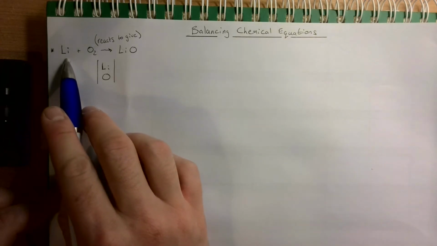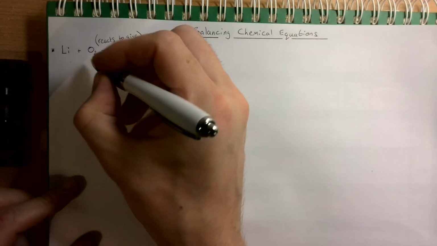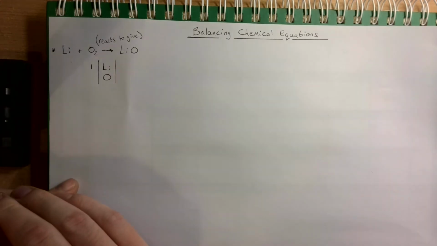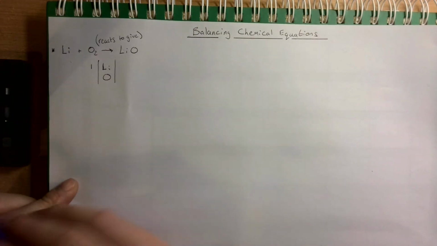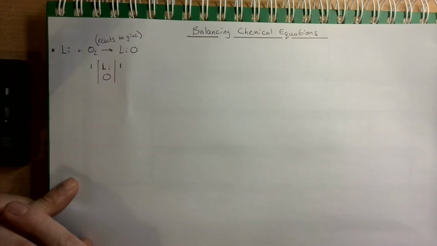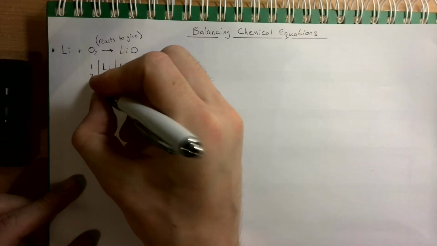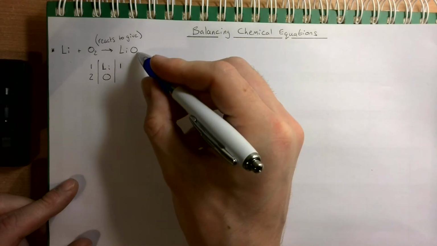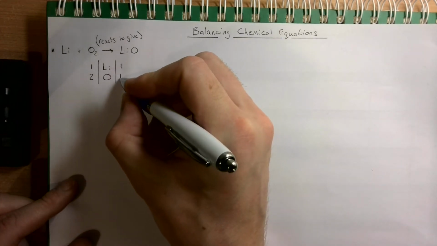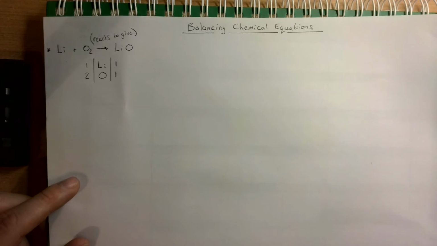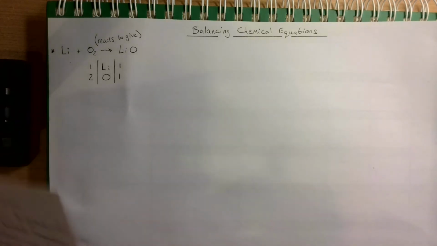So on the left of the arrow we've got one lithium, and on the right of the arrow we've also got one lithium. Excellent. Now onto oxygen. On the left of the arrow we've got two oxygens, and on the right, because there's no number associated, we've only got one. Okay, so this is not a balanced equation.